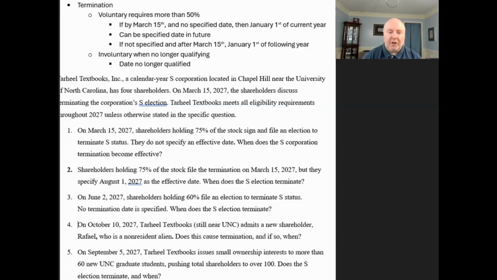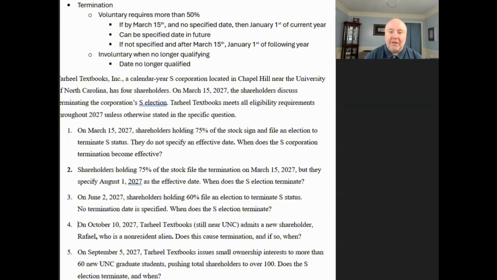So you've got to be very careful on how you structure these things because it's easy to get somebody who's not allowed to own the shares that purchases the shares and terminates your S election. Okay, so let's look at some examples here. We have Tar Heel Textbooks, a calendar year S corporation located in Chapel Hill near the University of North Carolina, has four shareholders.